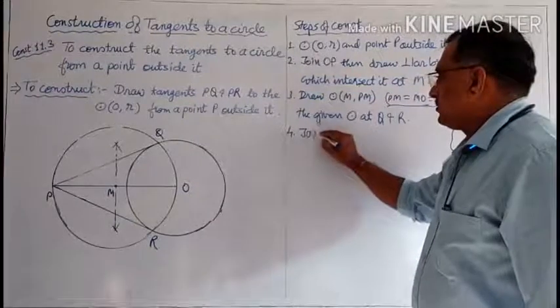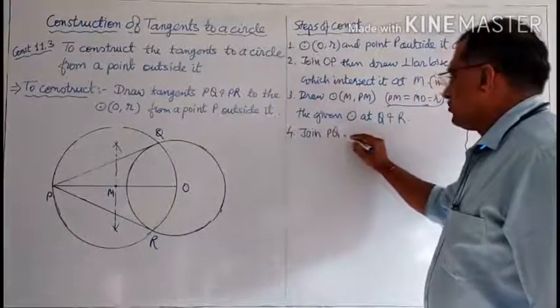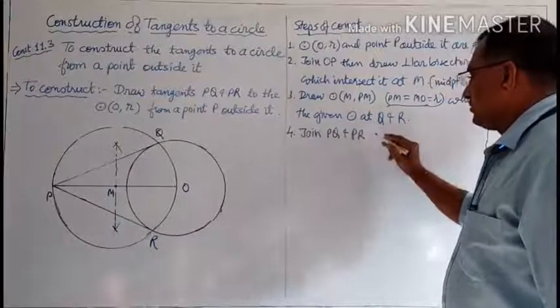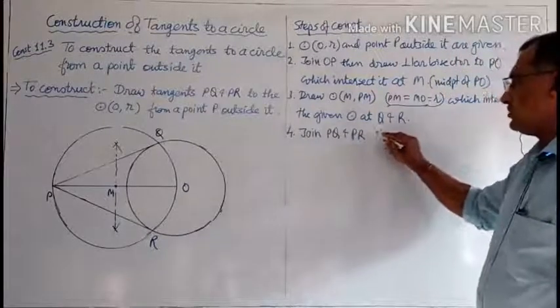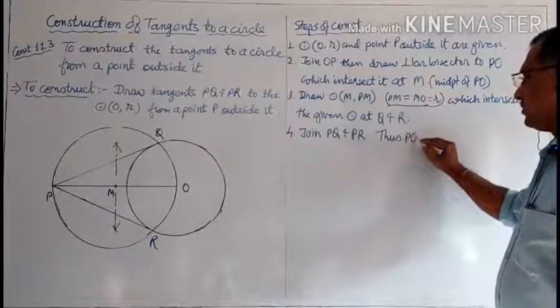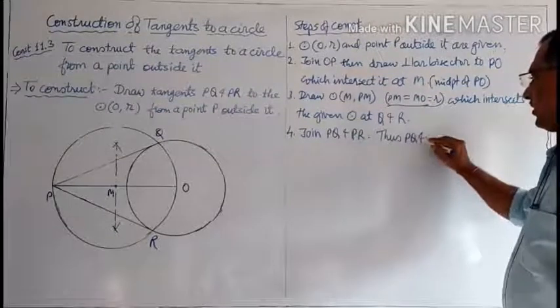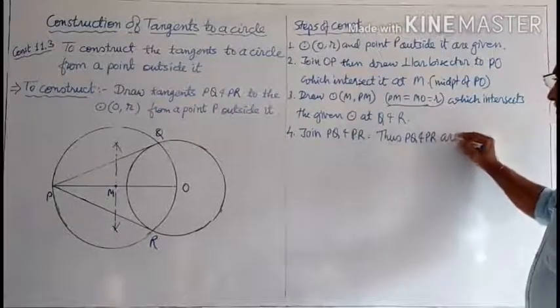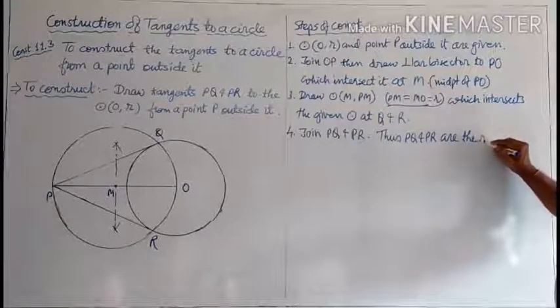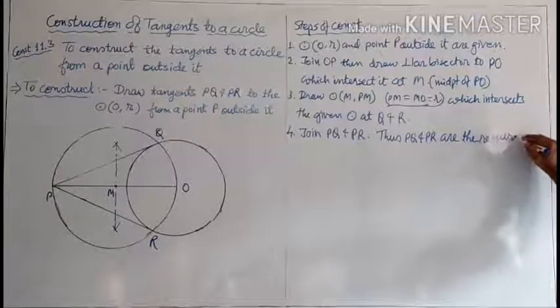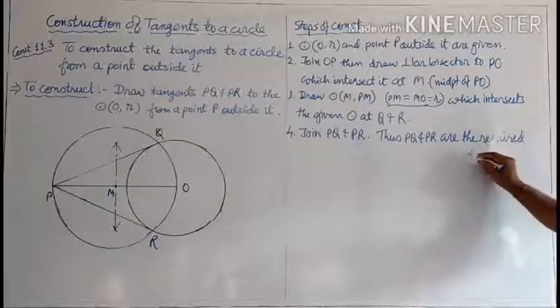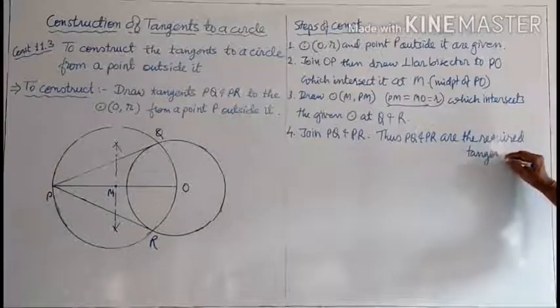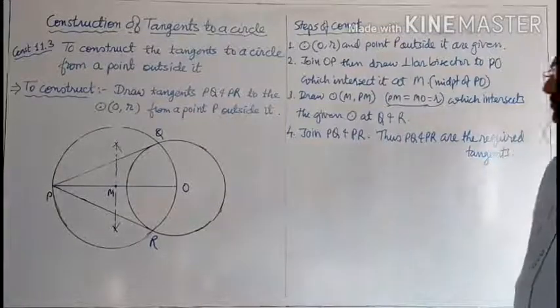Join PQ and PR. Thus PQ and PR are the required tangents. So these are the required tangents constructed.